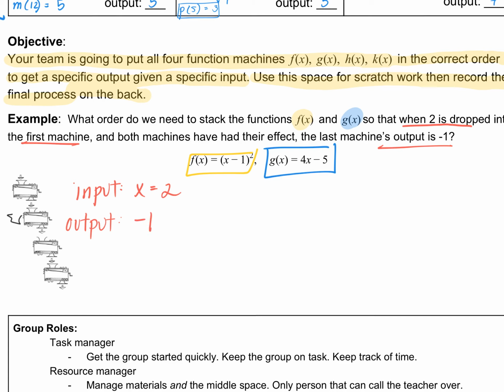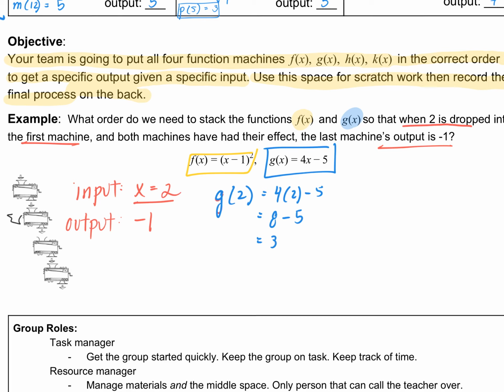So what I want to do here is substitute x into one of my functions, get an output, and plug that output into the other function. And I don't know if I'm going to get it right the first time, but the goal here is to keep trying and persevere. So I'm going to try plugging that input into g of x first. So g of 2 is equal to 4 times 2 minus 5. Following order of operations, this is 8 minus 5, and that gives me a 3.